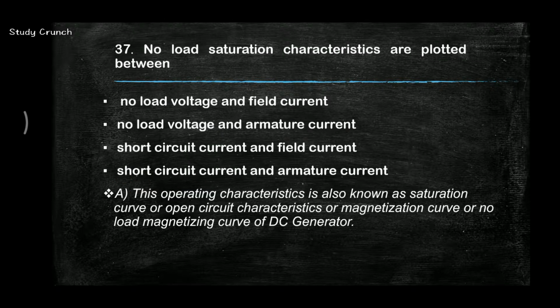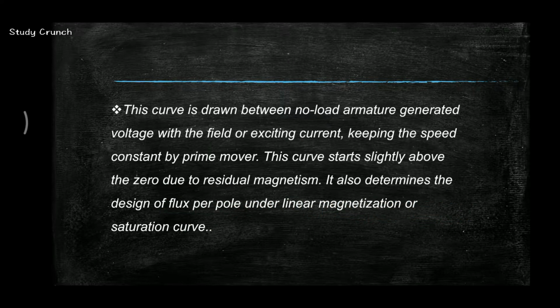Next, for no load saturation characteristics, plots are drawn between no load voltage and the field current. This operating characteristic is known as the saturation curve, or the open circuit characteristic, or the magnetization curve. This curve is drawn between no load armature generated voltage and field or exciting current, keeping the speed constant by the prime mover. This curve starts slightly above zero due to residual magnetism. It also determines the design of flux per pole under linear magnetization.